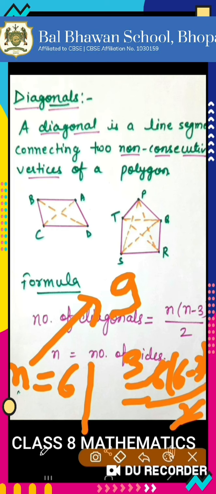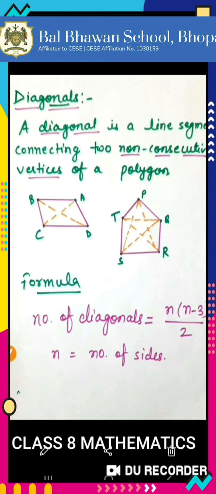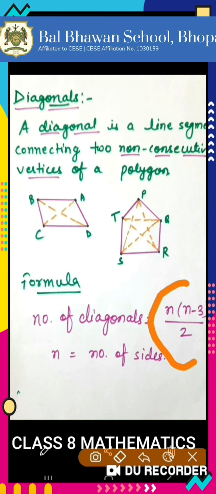So please don't forget this formula, which will help you to find the number of diagonals of a given polygon.